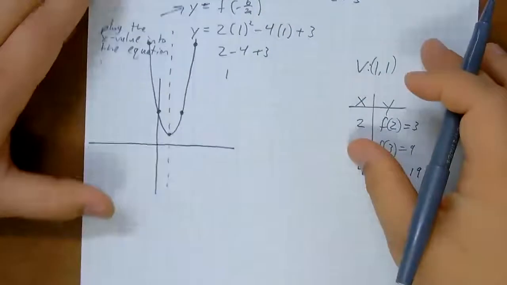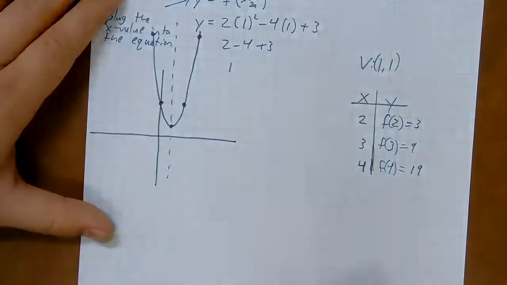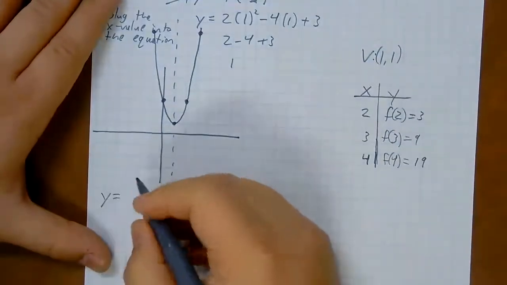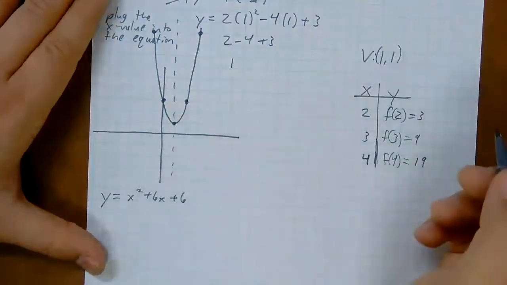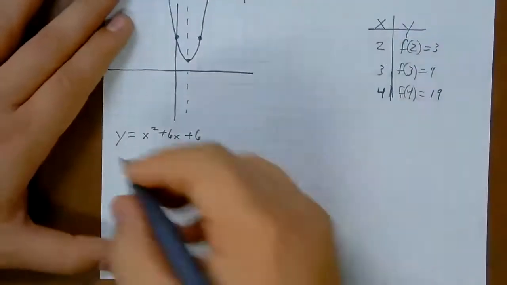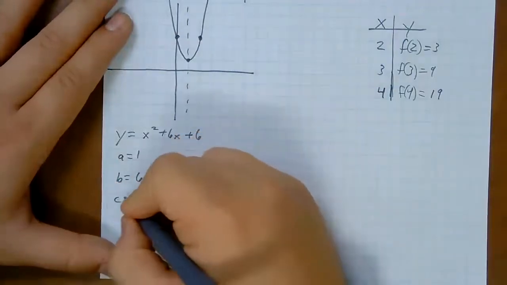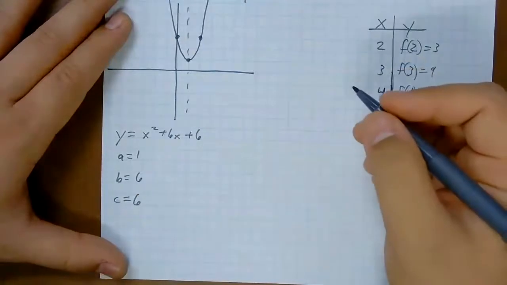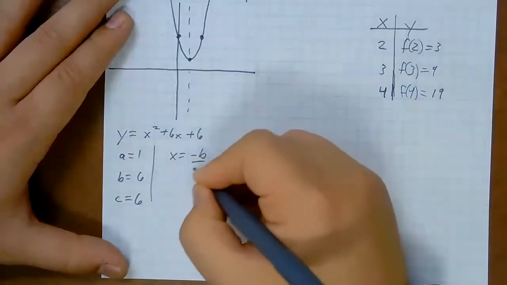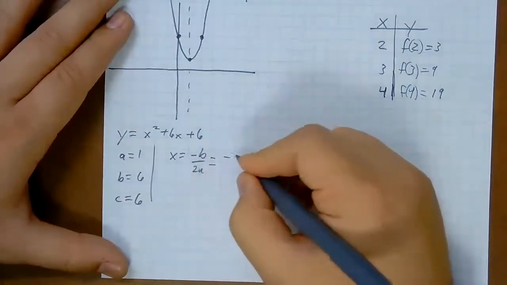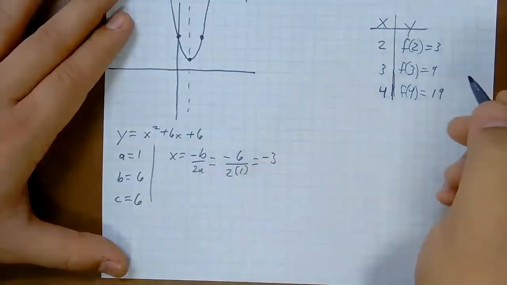Okay, let's try another function. This time we have y equals x squared plus 6x plus 6, where a equals 1, b equals 6, and c equals 6. So let's find the x value of our vertex. x equals, remember, negative b over 2a. So in this case, that's negative 6 over 2 times 1, which equals negative 3.